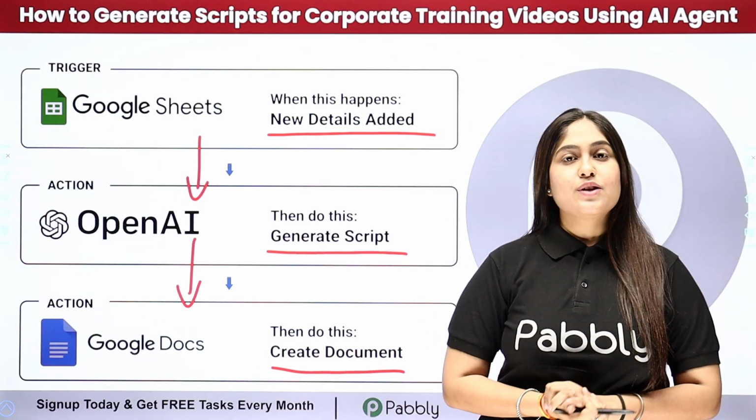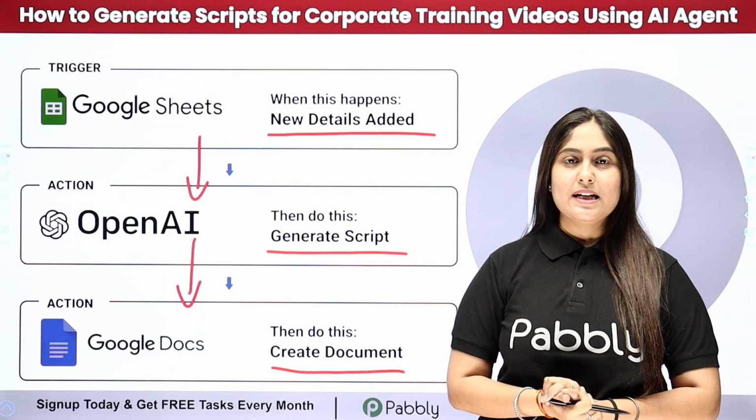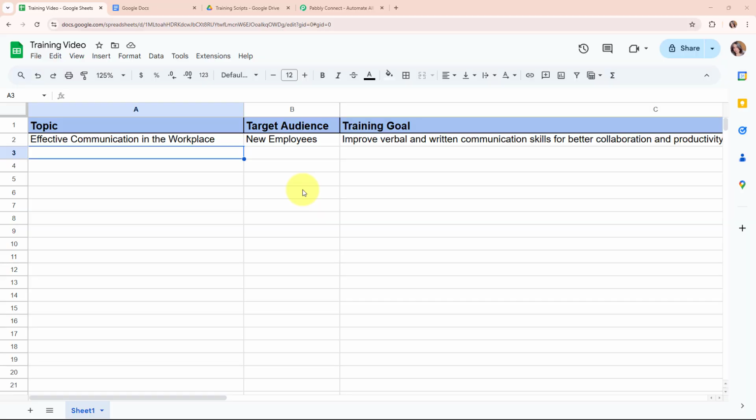So to see the working of this automation and to learn this process step by step, let me take you to my screen. Welcome to my screen. In this video, I'll show you how to automatically generate training video scripts using AI agents. This will help you save time, maintain consistency, and create engaging content effortlessly.